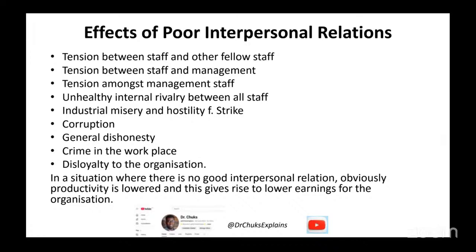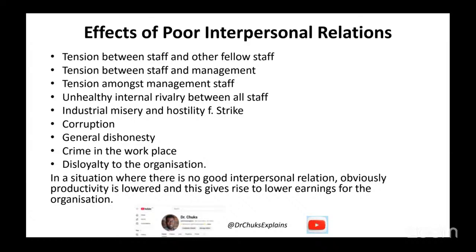Then we also observe unhealthy internal rivalry between all staff. People are struggling for this and struggling for that. Then we have industrial misery and hostility. Then we see things like strike actions, because there is industrial unrest. Then we have corruption. Corruption can rear its head as one of the effects of poor interpersonal relations. Then we have general dishonesty because people are not communicating properly. You observe dishonesty, then crime in the workplace.